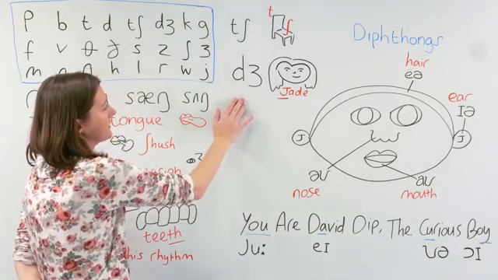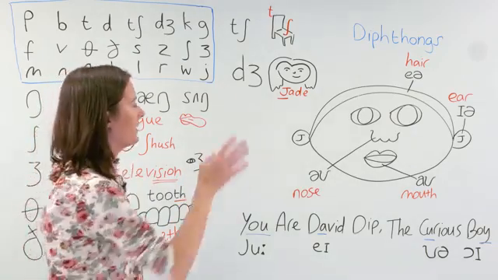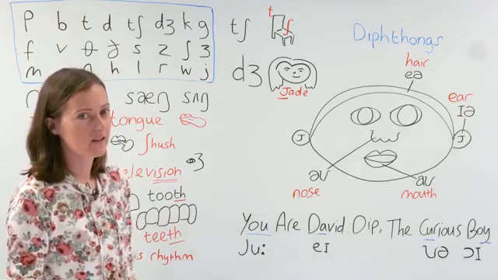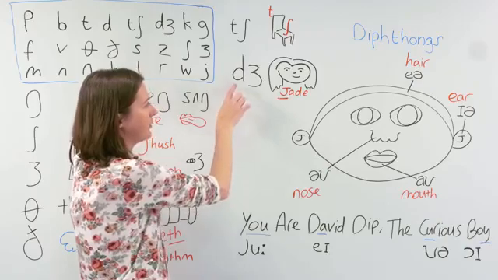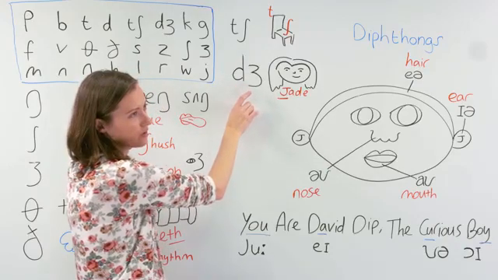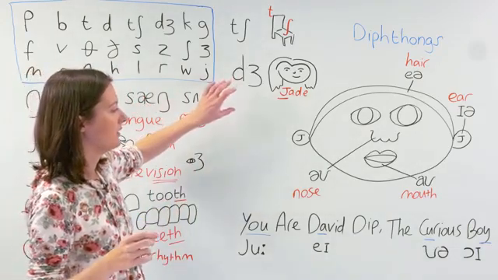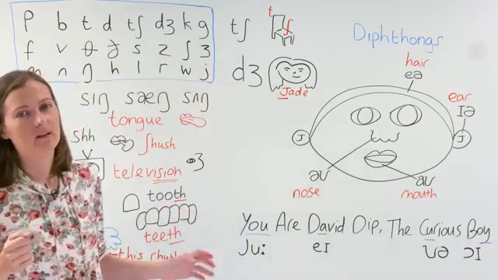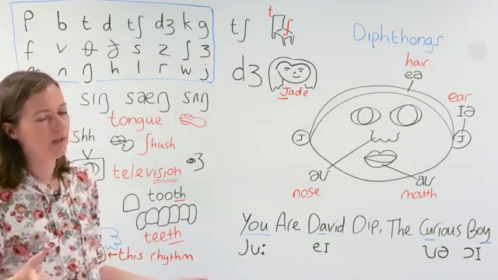And finally we get to the last IPA symbol for consonants. This one is in my name, in the word jade, jade. This one is made up of d and also j, j, j. What is really interesting to me about this sound is, it can still happen now, but it's more rare.